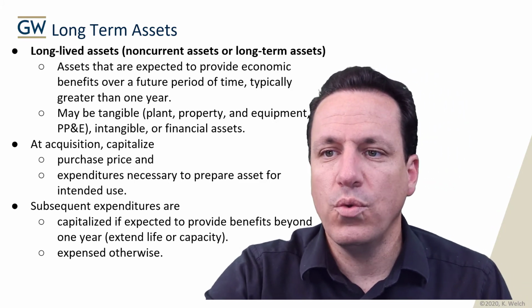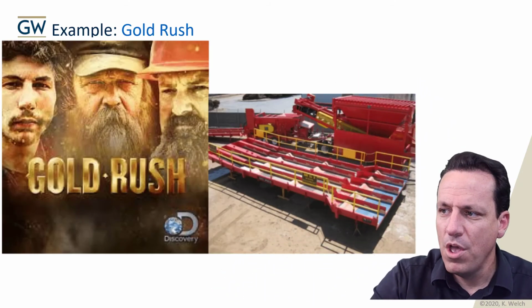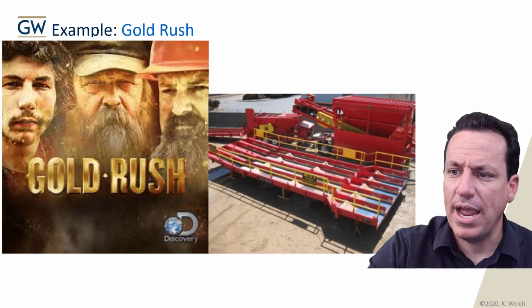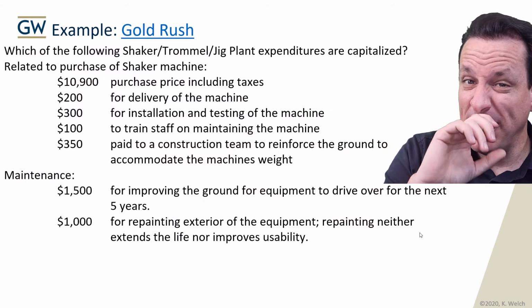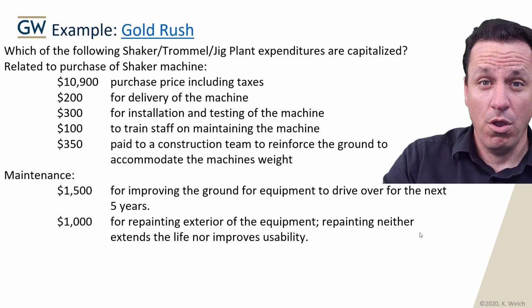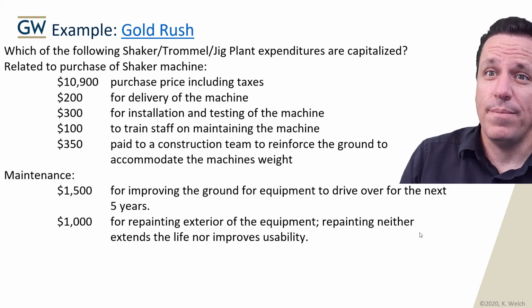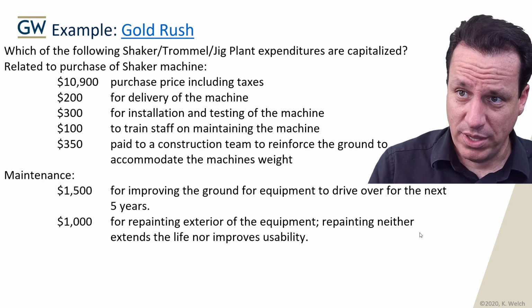All right, so let's go through an example of some of these, and let's go to our classic gold rush example where we've got a shaker, rock tumbling gold sifting plant here. Okay, we have this example, and if you want to stop here so that you can go through it and read it on your own and then answer and see what you think we capitalize and what we don't, we can do that.